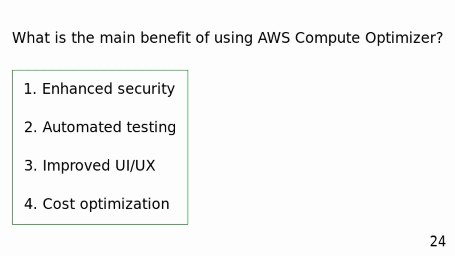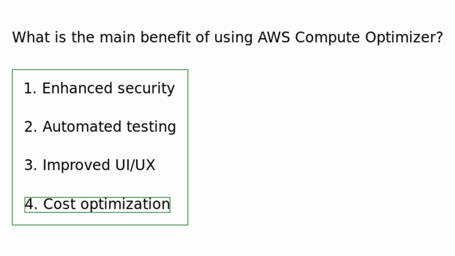What is the main benefit of using AWS Compute Optimizer? Enhanced security. Automated testing. Improved UI/UX. Cost optimization. One of the main benefits of using AWS Compute Optimizer is cost optimization, as it helps you right-size your EC2 instances to match the workload requirements, thus potentially reducing unnecessary expenses.